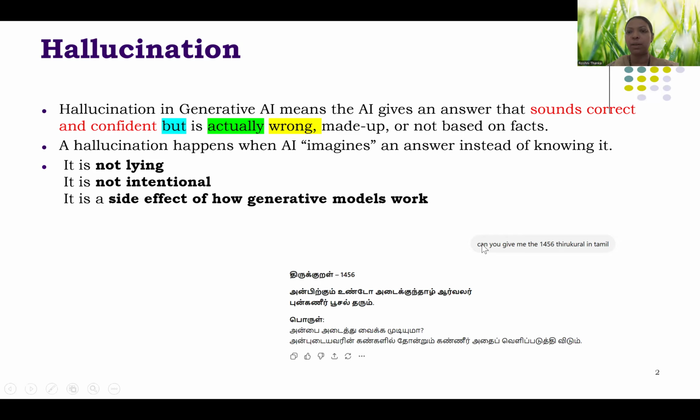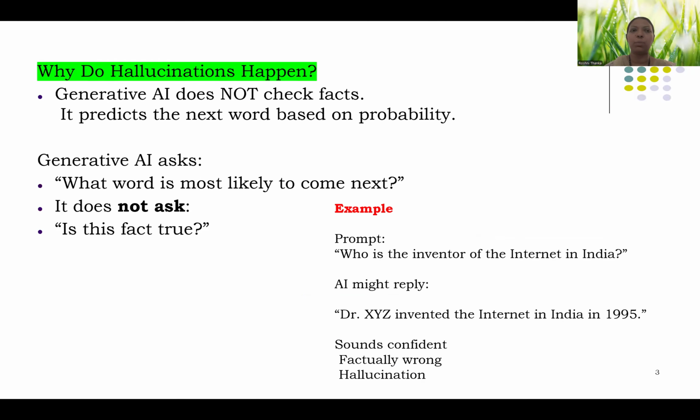Here is an example I have given. I asked one of the generative AI LLMs, can you give me 1456 Tirukural in Tamil? Actually, we know in Tirukural there are only 1330 Tirukural. But when I ask it, can you give me 1456 Tirukural, see here, it is giving me the answer. But actually, there are only 1330. From this, you can understand that whenever I ask a question, it gives me an answer. It is not going and checking whether it is true or fact; it is just predicting the next token and giving it.